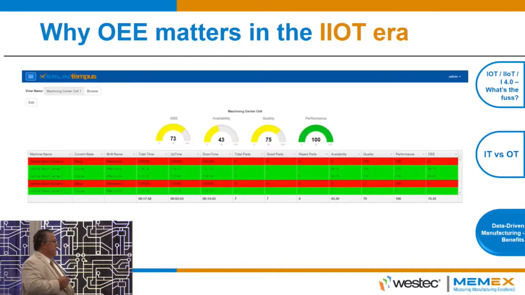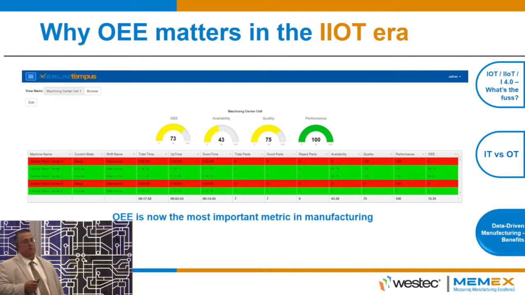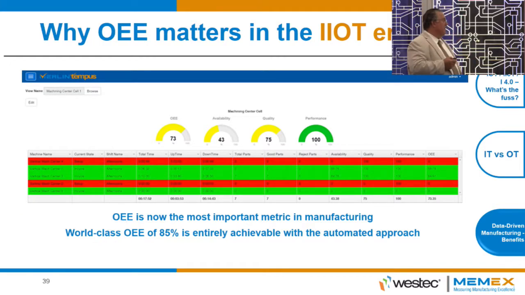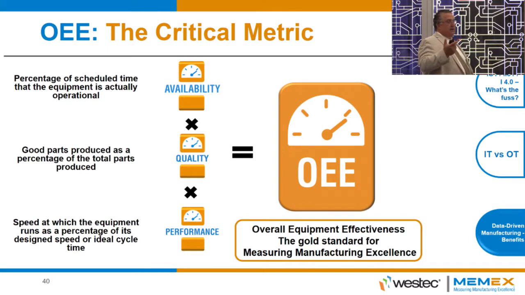Why does OEE matter in the IoT era? Well, first of all, it's one of the most important metrics in manufacturing. For the first time, we can actually distill the productivity of a factory full of equipment down into a number, and we can measure it and benchmark it against world class. Who here is familiar with OEE? Excellent. World class 85% is entirely achievable with this automated approach, and we have several customers that have gone to 85%, in some cases slightly above that. Availability times quality times performance is the actual statistic, and we really see it as the gold standard for manufacturing. A lot of companies are tracking it manually now. There's now a way to do this automatically.